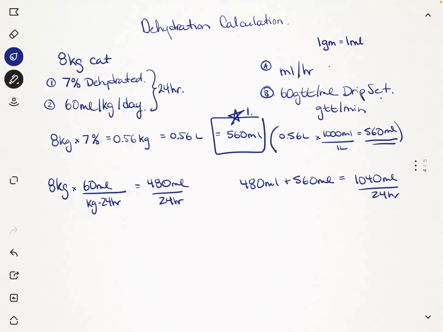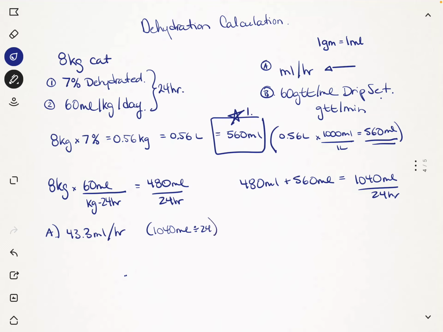Now remember, we're going to figure out first our mils per hour rate. And so because I've got 1,040 mils over 24 hours, we can answer part A really easily by just dividing our fluid rate by the 24 hours, which is going to give us 43.3 mils per hour, because 1,040 mils divided by 24 hours equals there.